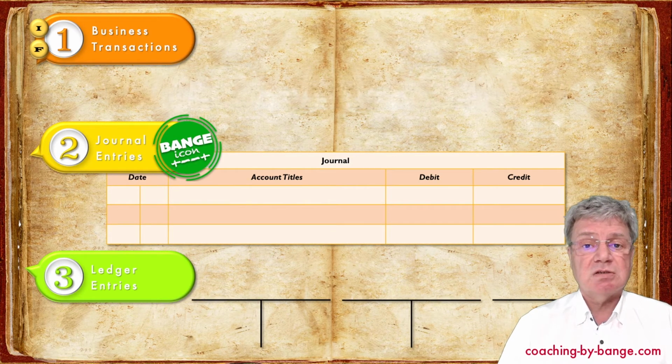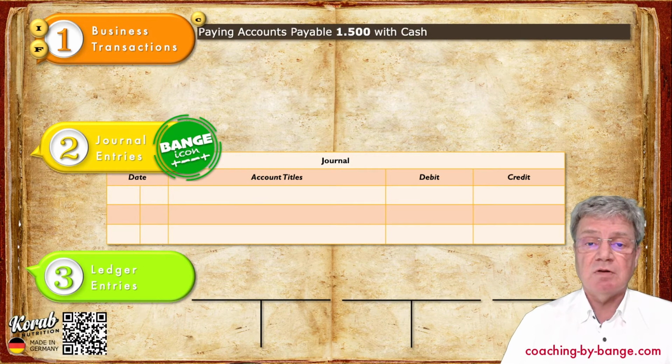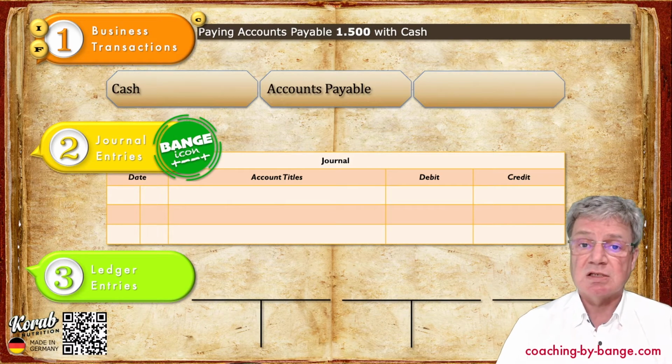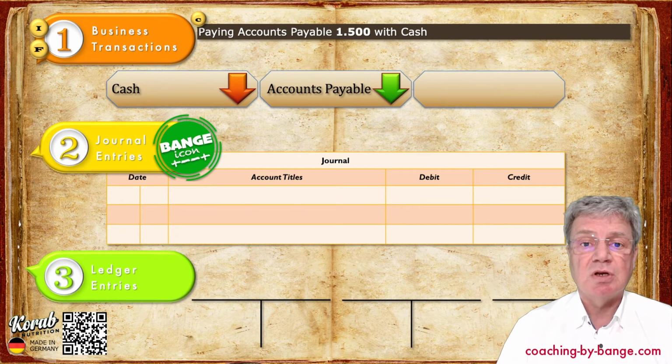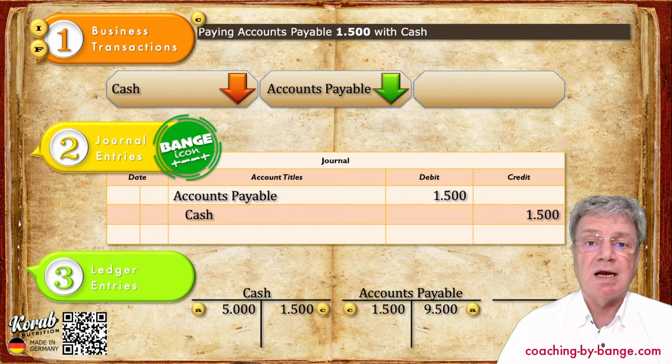Next transaction, which accounts are involved? Well, again, cash and accounts payable. This time, cash is decreasing and accounts payable is decreasing. So when we see at the Bange icon, cash will go into credit side and the accounts payable will go into the debit side. And both we also will transfer to the accounts cash and accounts payable.